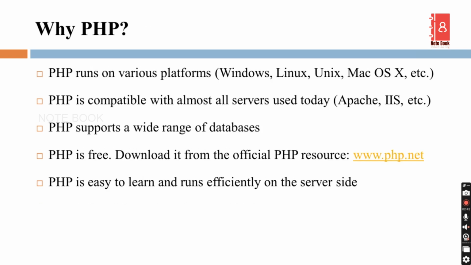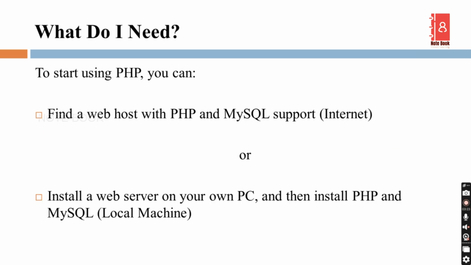Why PHP? Why are we going especially for PHP? PHP runs on various platforms like Windows, Linux, Unix, Mac OS X, etc. There are various operating system platforms where PHP can run. It is compatible with almost all servers like Apache and IIS, and it supports a wide range of databases, and it is free. You can download it from the official PHP resources. The link is given here, www.php.net, and PHP is easy to learn and runs efficiently on the server side.